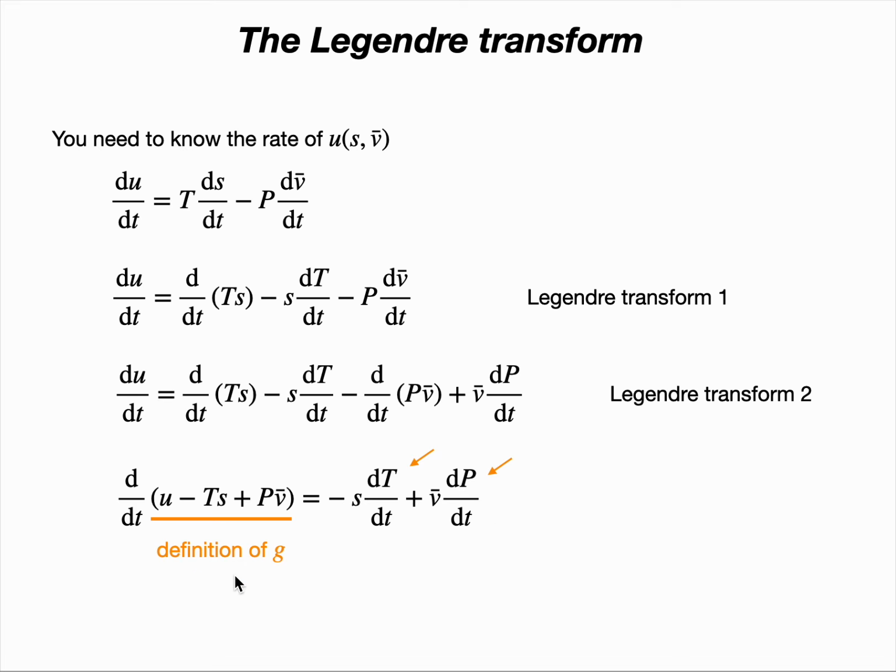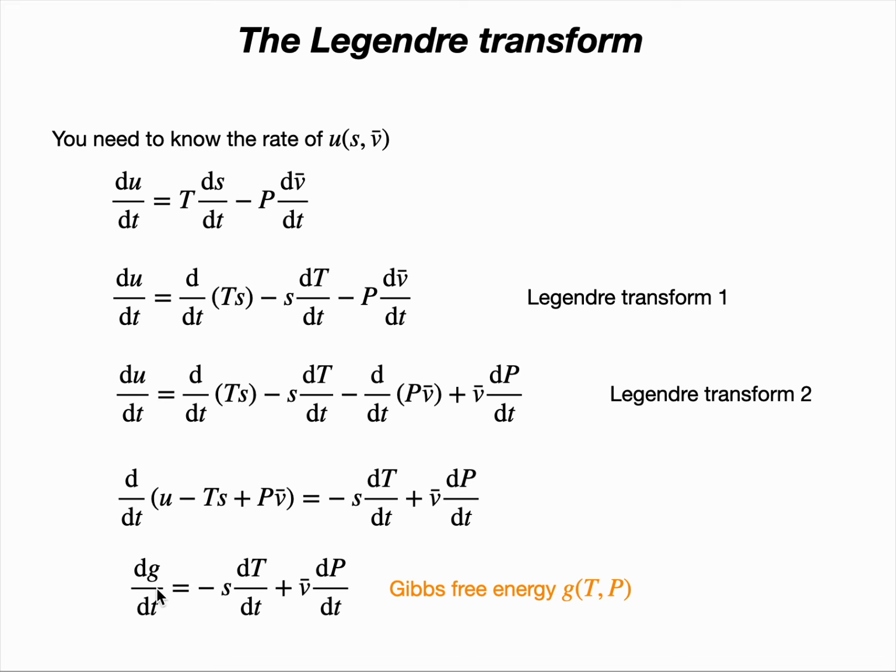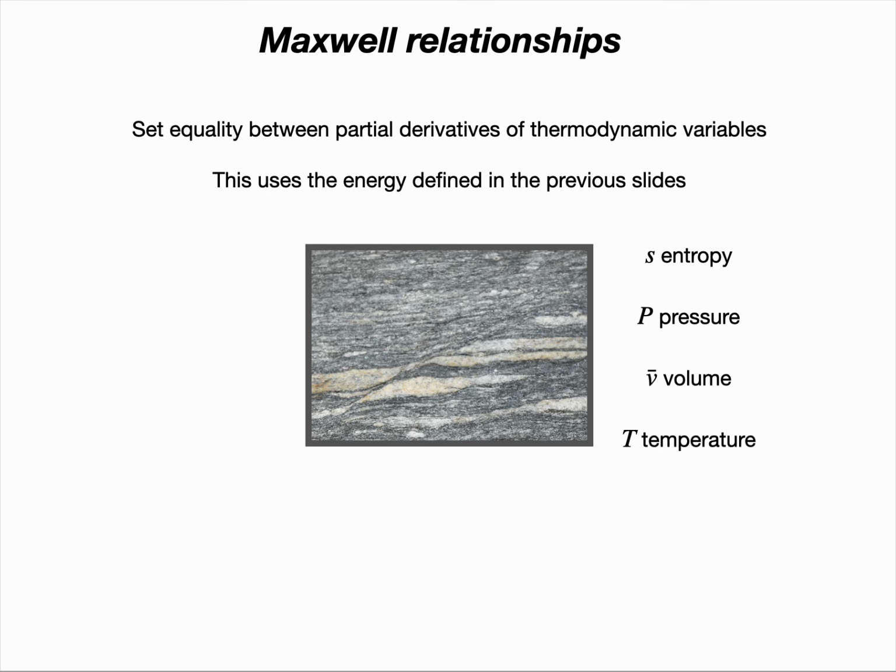This now, if you remember from the previous slide, is actually the definition of the Gibbs energy: U minus TS plus PV. So the last step, we substitute G instead, and we get the expression for the rate of G as a function of the rate of T and the rate of pressure. We've built the Gibbs free energy, which is a function of T and P. So that's for the different energy forms.